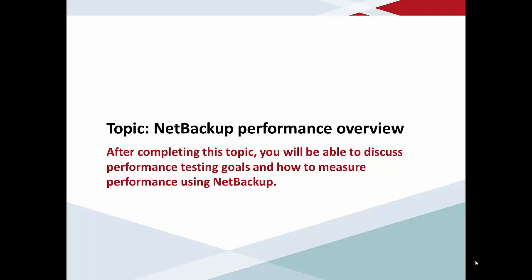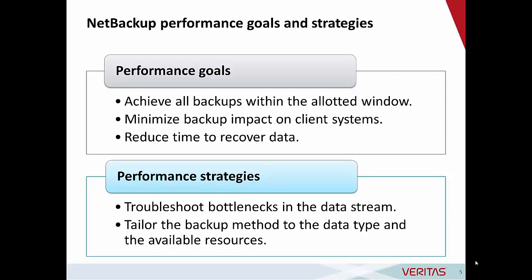This is the NetBackup Performance Overview topic. When we approach the topic of performance tuning for NetBackup, it's important to have a set of clearly defined, realistic, and achievable performance goals in mind. Some very basic examples are shown on the slide here. I want to be able to get all of my backups done within the backup window. I want to minimize the footprint of backup activities on my client systems. And I want to reduce the time to recover data. So at a high level, those are very common performance goals.